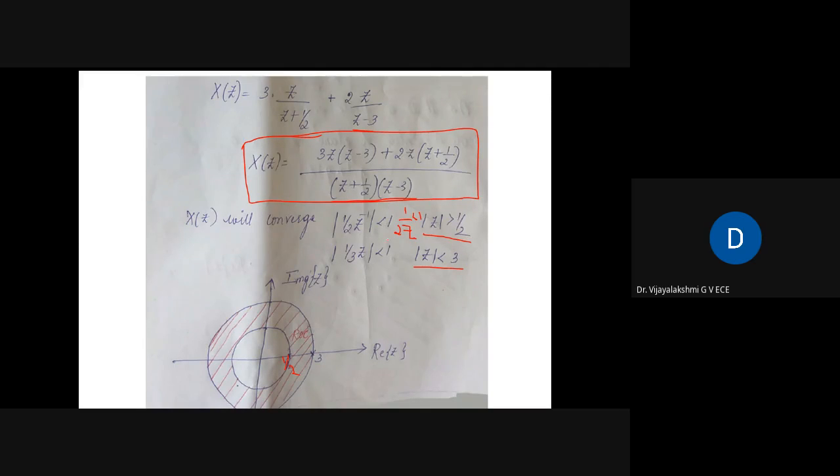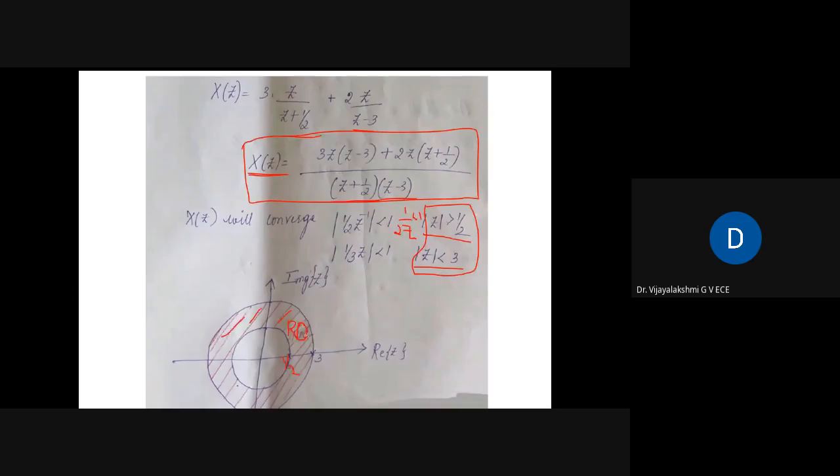We have to take the values of z such that both the conditions are satisfied. z should be greater than half and z should be less than 3. That means the set of all values of z which are greater than half and less than 3, for those values this X of z will converge. As you can see, I've shaded the part in between. This shaded region indicates that it is greater than half and less than 3. So within these two rings you have the ROC.